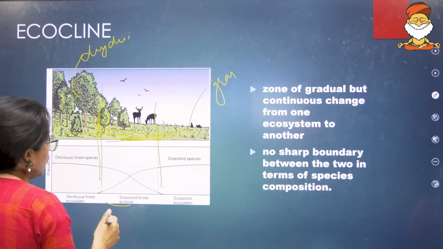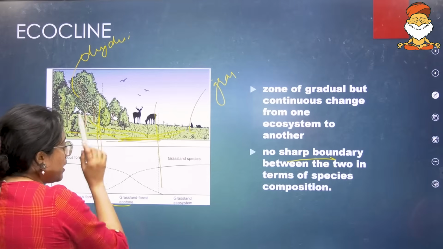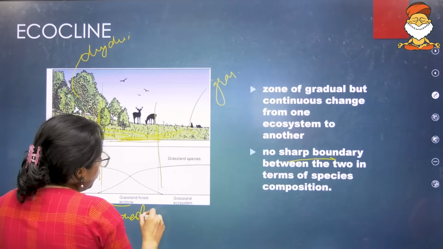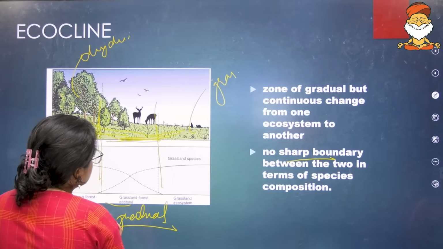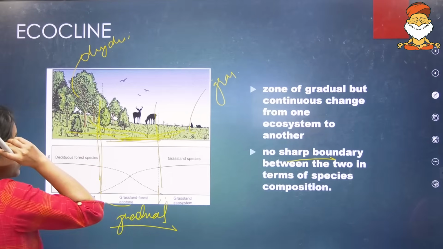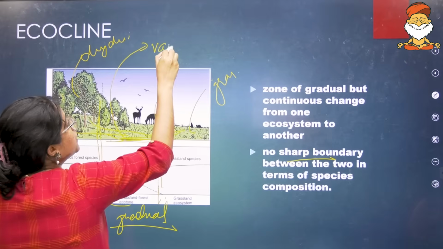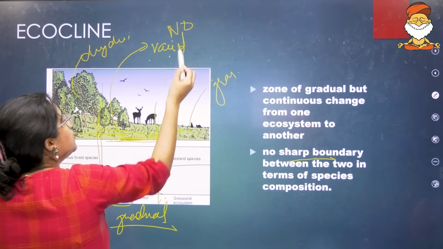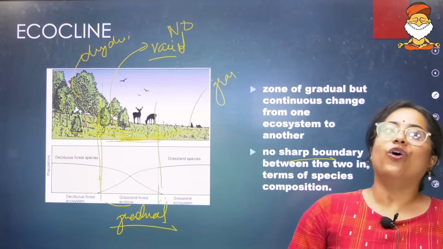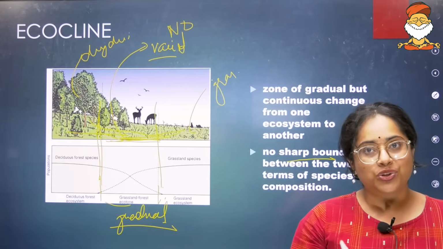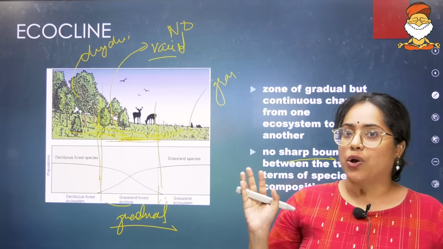So an ecocline will have no sharp boundary between the two in terms of species composition. It is going to be very gradual, and you will also see that, as opposed to the other one, here there is no variety of species or anything. It's almost the very similar species that can exist in both of these conditions. So in an ecocline, the primary thing is you have a transition between two very similarly placed ecosystems.